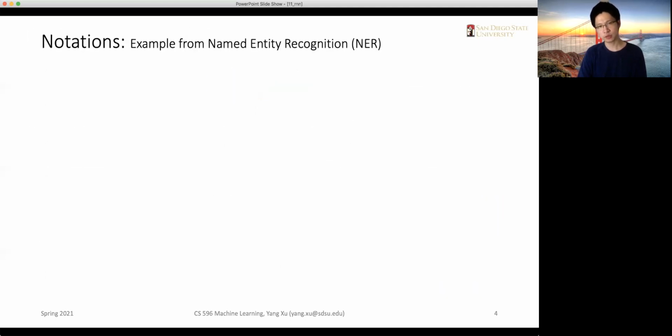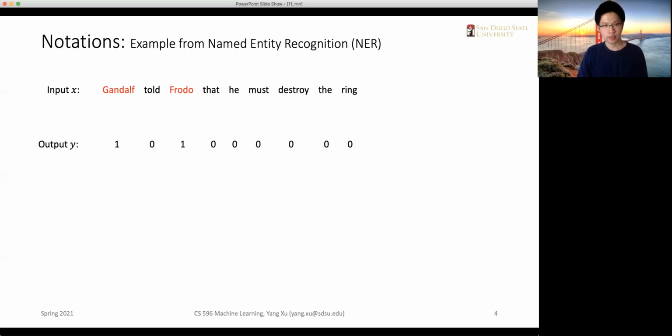So now let's use the NLP task named entity recognition to define some notations that will be used across this chapter. So here we first use X to indicate the input. Okay. So in this case, X is a sequence of words, okay? And let's say we have that sequence of inputs, and our output will be a sequence of binary numbers. It could be a sequence of either 0 or 1.